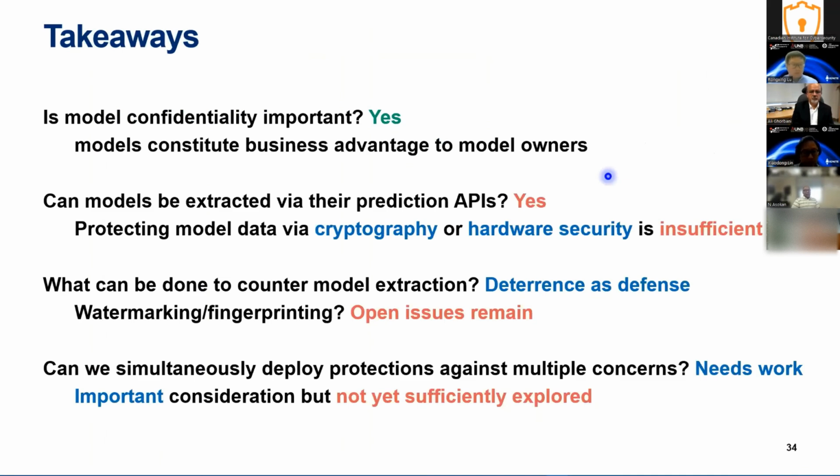I hope I have convinced you that model confidentiality is important and that models can be extracted via prediction APIs. Using cryptography or hardware security is insufficient for this reason, because you have to give an API to your legitimate users, and once you do, if one of them is malicious, they can use it to extract the model. There are different kinds of defenses that have been proposed. Deterrence is perhaps the most promising, but all of them come with caveats.